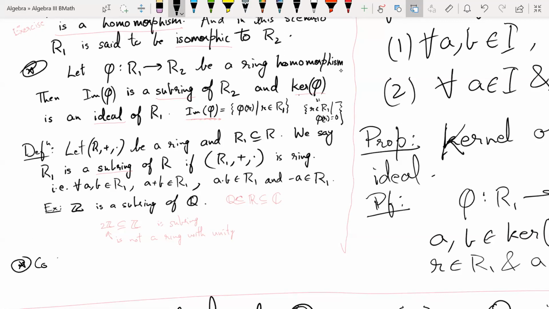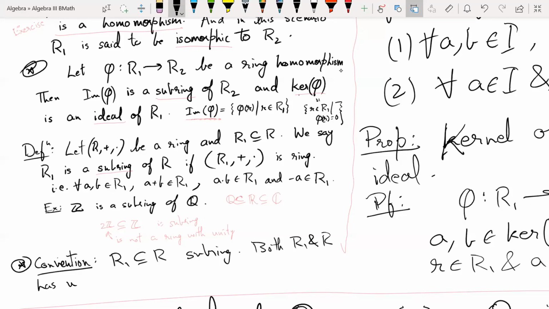Maybe convention: R1 contained in R is a subring. If both R1 and R have unity, then we want 1 of R1 to be equal to 1 of R.